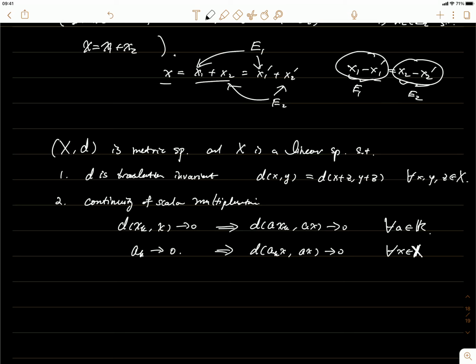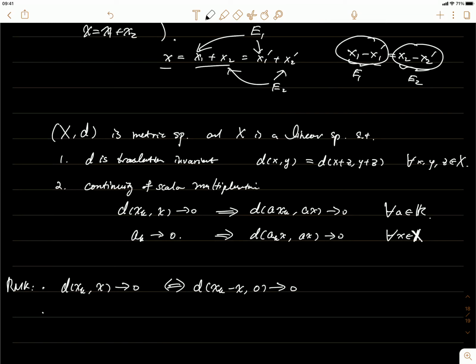The first remark here is that when we talk about this going to 0 as k goes to infinity, it's the same as, since we have the shift invariance, we can subtract x from both arguments. Then we'll just get the distance between x_k minus x and 0, and this is going to 0. Okay, so that's one remark we can derive easily from the first item. This is always true.